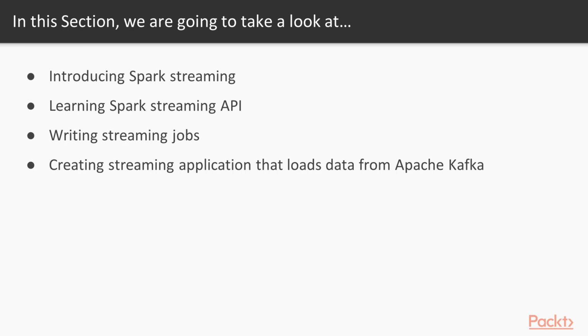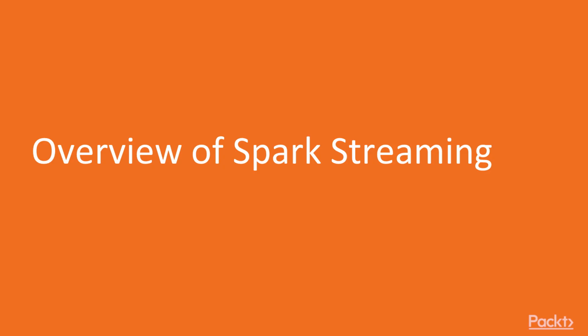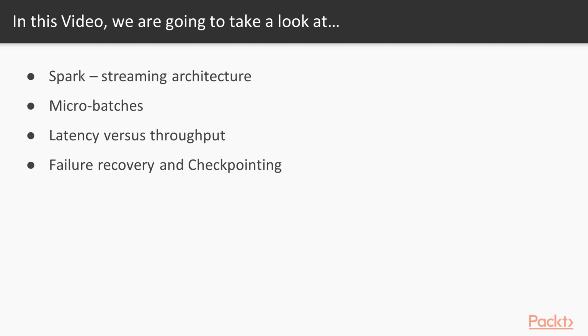We'll be creating a streaming application that loads data from Apache Kafka, that is a queue. And in the first video of this section, there will be an overview of Spark Streaming and the streaming world. So we'll see a Spark Streaming architecture. We'll be looking at the micro-batches approach of processing events.